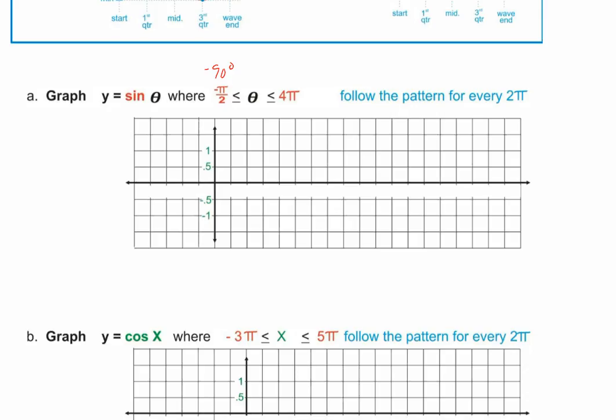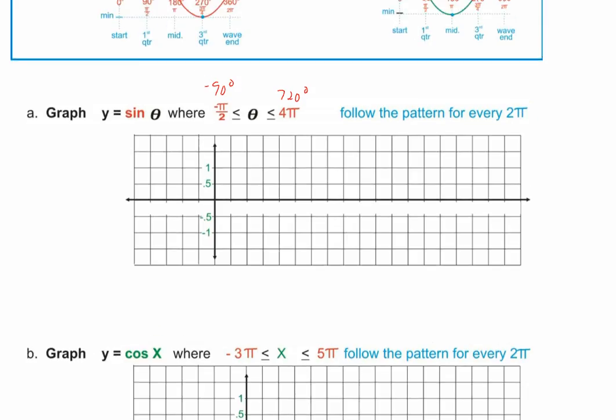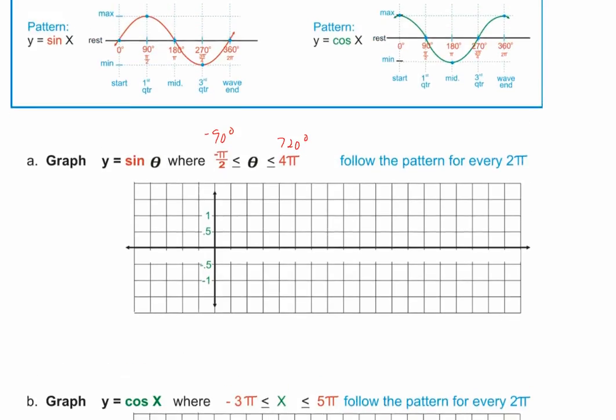And we've got to go to 4 pi. How many degrees is 4 pi? 720. You guys really need to be thinking through these questions so you can begin to get used to both situations. Okay, so I have to do the sine wave from negative 90 all the way to 270. This is the best way to learn how to do these. Just simply follow the pattern for every 2 pi.